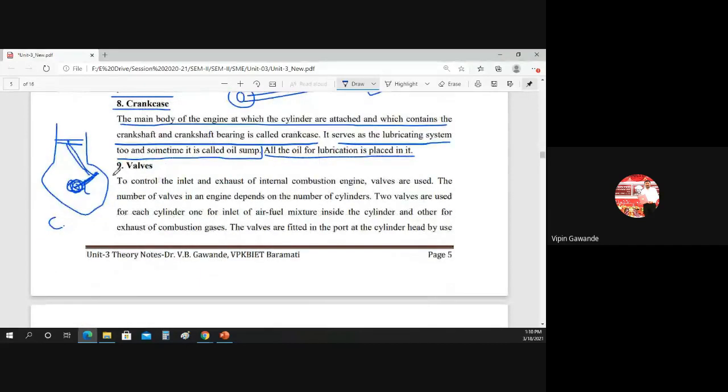Now next come the valves. For what purpose are these valves used? To control the inlet and exhaust of the internal combustion engine, valves are used. So we have an inlet valve and we have an exhaust valve. For these two purposes, we are using these valves, the inlet valve and the exhaust valve. Here two valves are used for each cylinder.